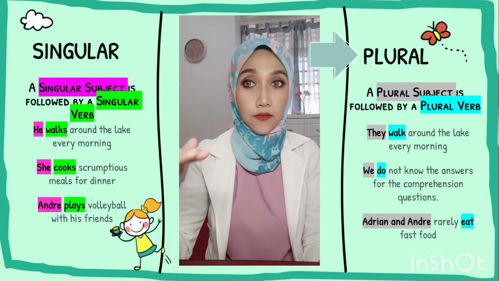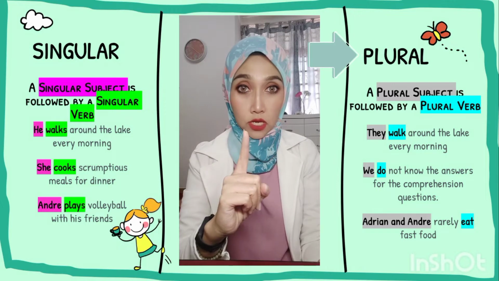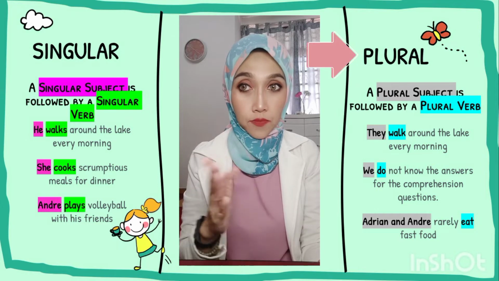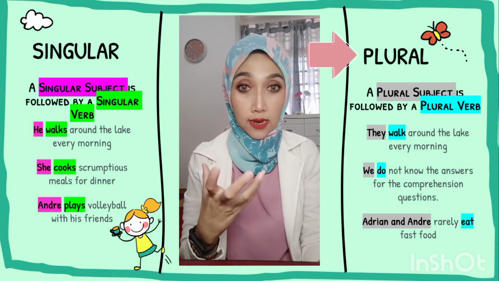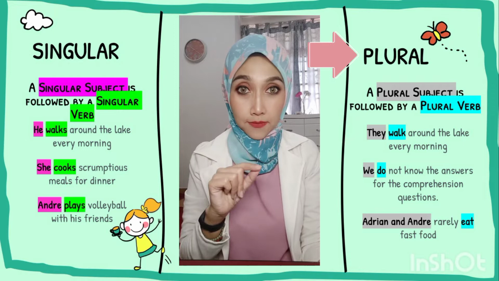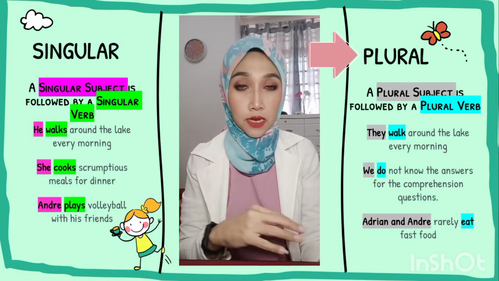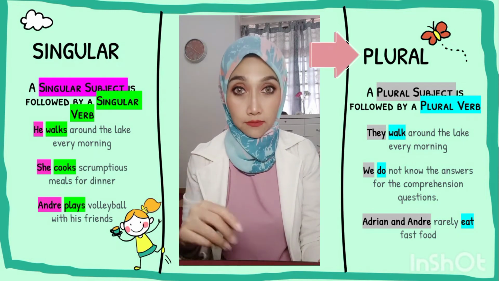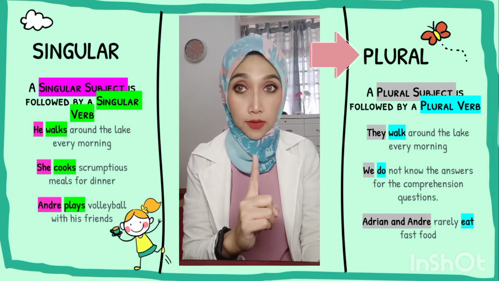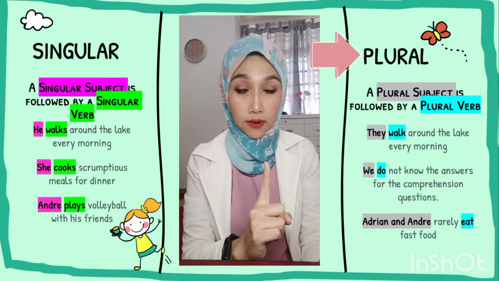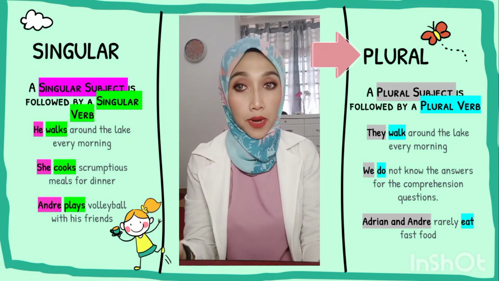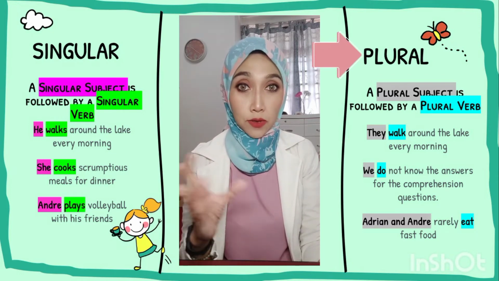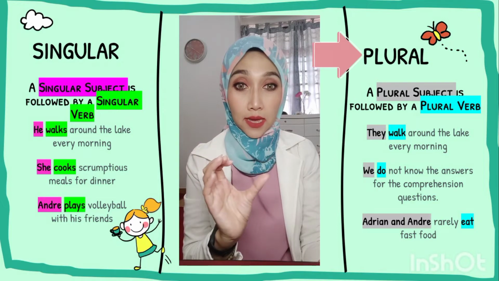He walks around the lake every morning. She, only one she, seorang perempuan, seorang budak perempuan. She cooks. So the verb here, cooks, perbuatan dia memasak, has S. She cooks scrumptious meals for dinner. Easy, right? Andre, a singular subject, only one person named Andre, plays volleyball with his friends. Plays is a singular verb, because the word play, bermain, right?